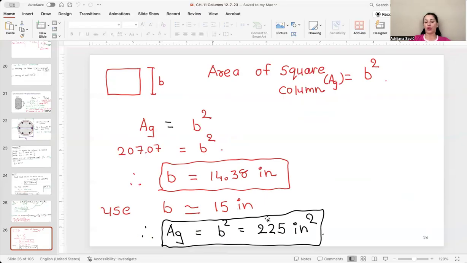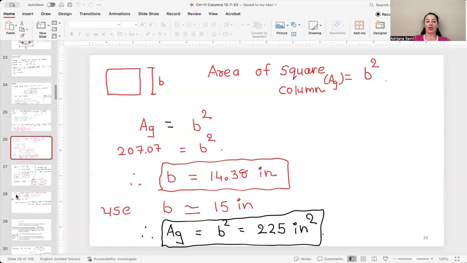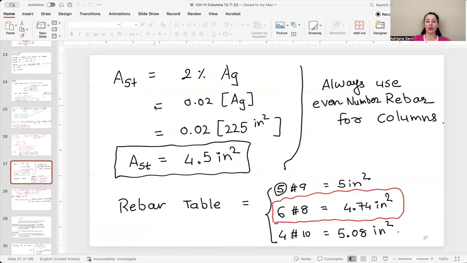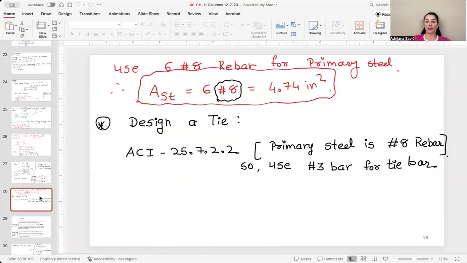We can use 15 inch by 15 inch. So in this case, gross area will be 225 inch square. So steel area will be 2% of this, so 0.02 times 225, that is 4.5 inch square. Using the rebar table, we can use 6 number 8 or 4 number 10. 6 number 8 is closer to 4.5, so we will go with this rebar distribution.